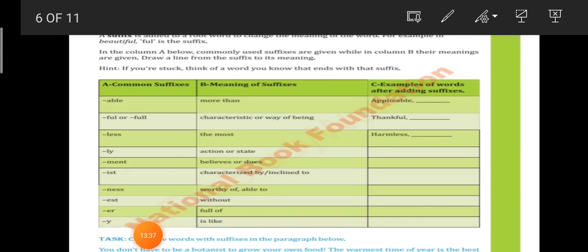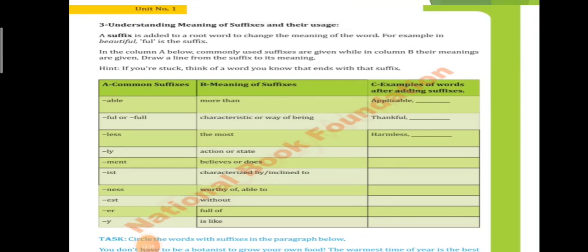Okay, so such kind of words you can make by adding letters in the end of a word. When you add something in the end of any word, they should be proper suffixes, like able, ful, less. So such kind of suffixes you can add and this is how you will form suffixes. Hopefully you have understood the topic suffixes.